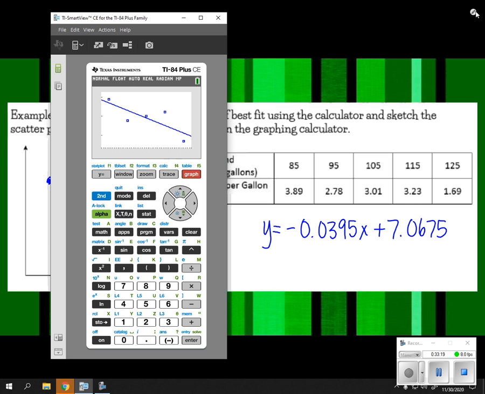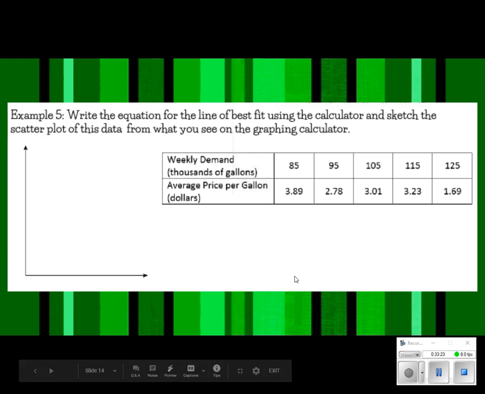So that's the main point of this lesson: can we get our data into the graphing calculator and can we use it to write a regression equation?